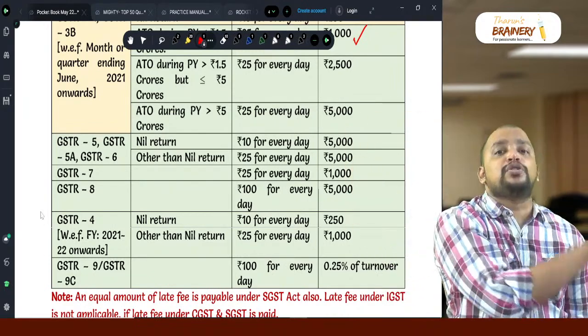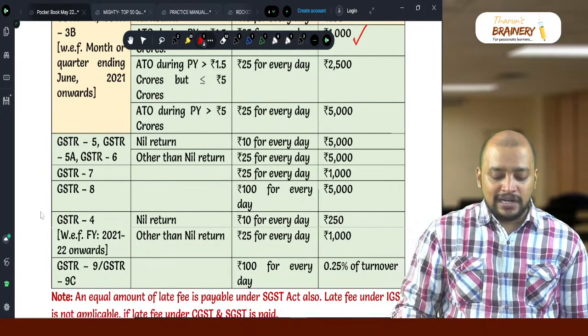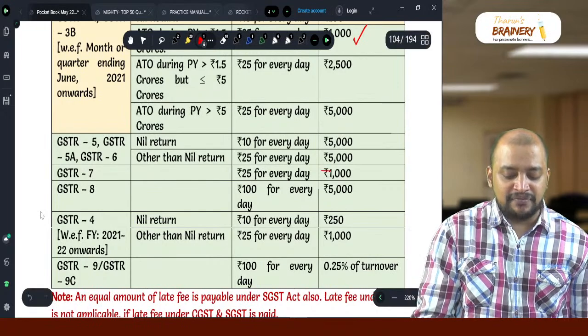That was the provision up to November 21 exam, but now it has changed. That's what I am just giving you. Okay, so nil return other than 10 and 25, but the maximum fee will be 5000.